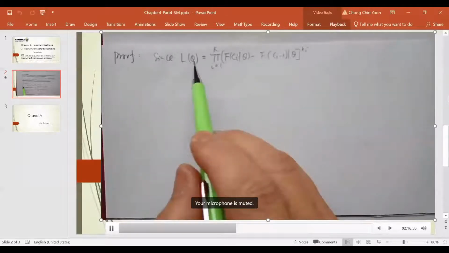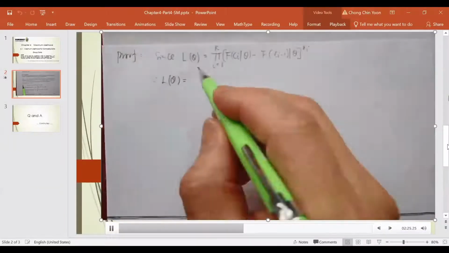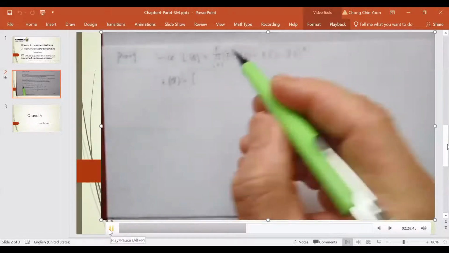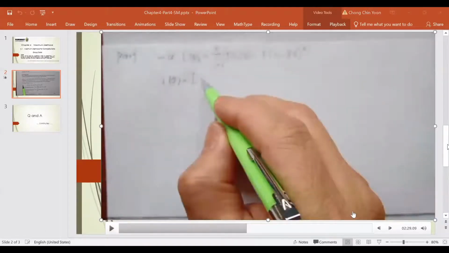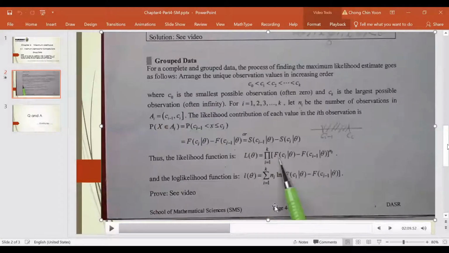Okay, class, this proof is actually for this section. I think I didn't mention that the likelihood is in terms of the product, multiplying these probabilities. If you simplify this, it will become the summation, the summation of the log of this probability in terms of the CDF.